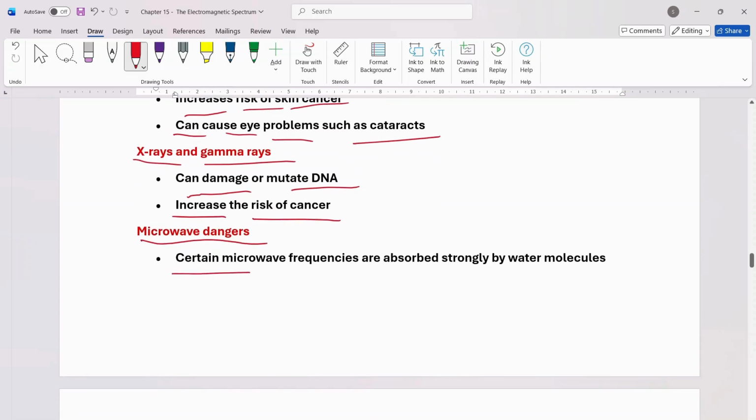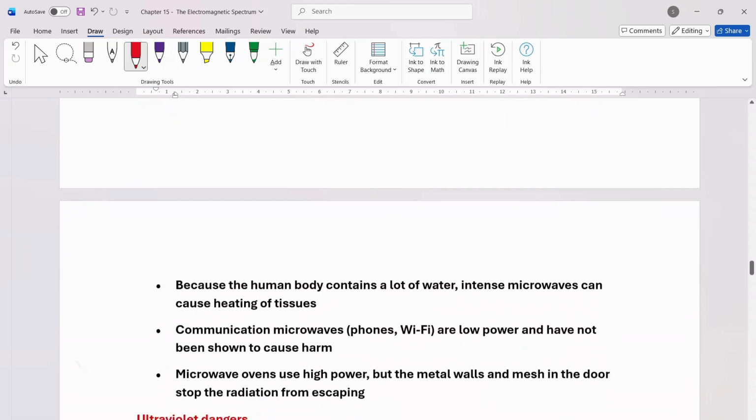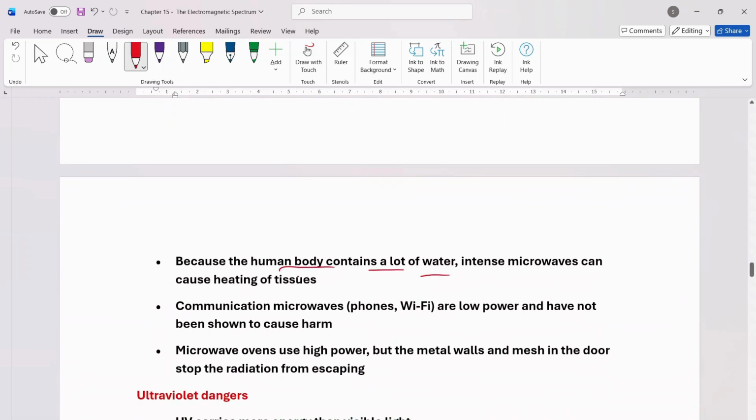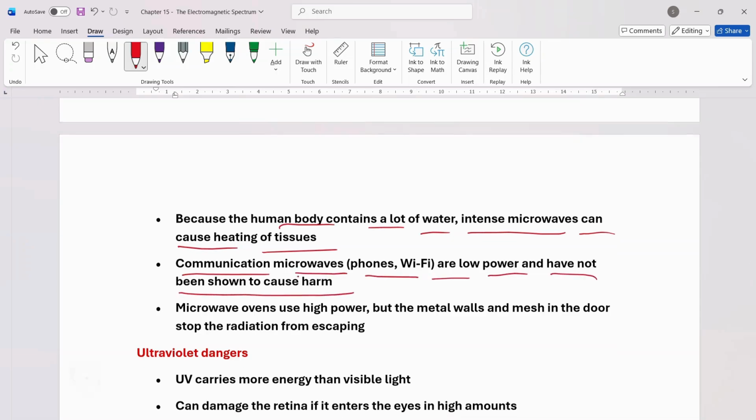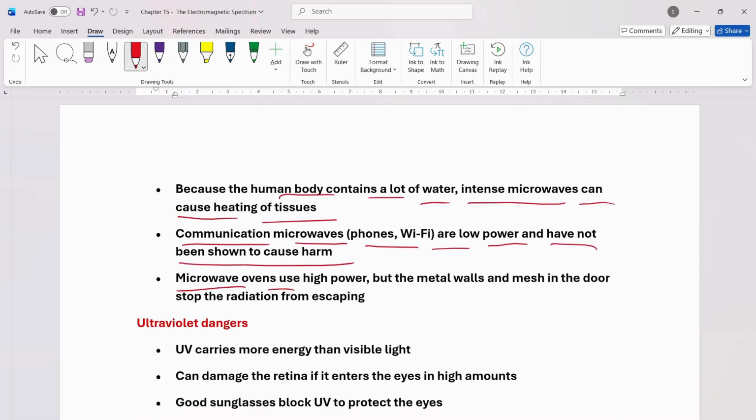Microwave danger. Certain microwave frequencies are absorbed strongly by water molecules. Because the human body contains a lot of water, intense microwaves can cause heating of tissue. Communication microwaves, phone and Wi-Fi, are low power and have not been shown to cause harm. Microwave ovens use high power, but the metal walls and mesh in the door stop the radiation from escaping.